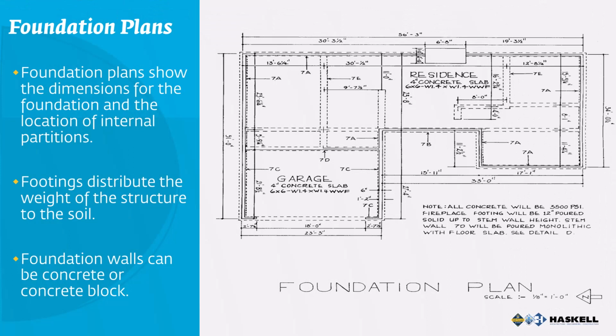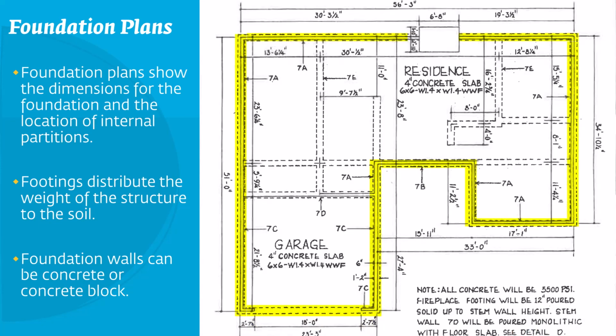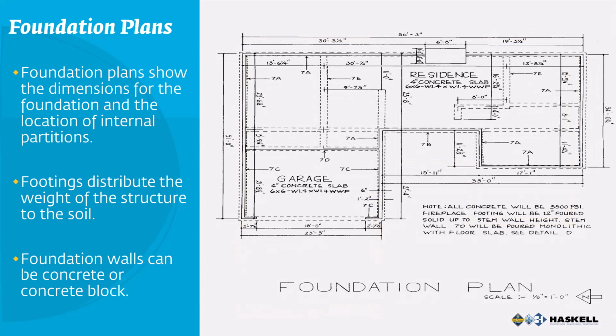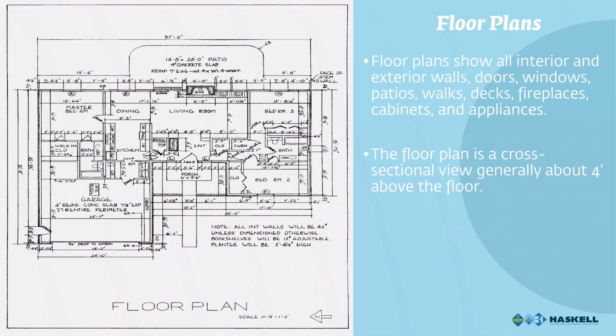You can find information about the foundation and internal partitions on the foundation plan. Because the footings are below the slab, these are depicted with dashed lines. The footings extend beyond the boundaries of the slab and distribute the weight of the structure to the soil. Use this plan to find information about the locations of studs, piers, and columns. You can find information about walls, doors, windows, patios, walks, stacks, fireplaces, built-in cabinets, and appliances on the floor plan. This plan shows a cross-sectional view taken horizontally between the floor and the ceiling.